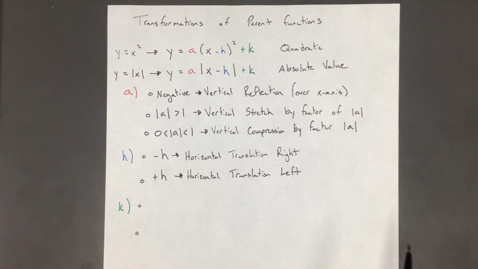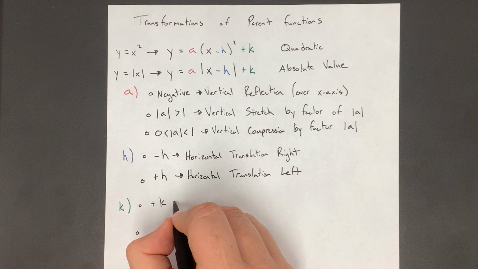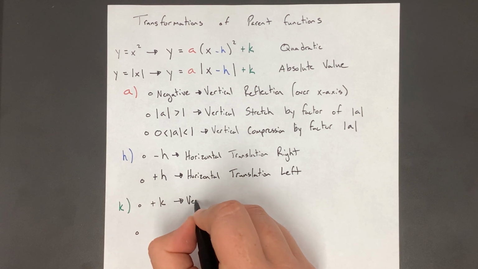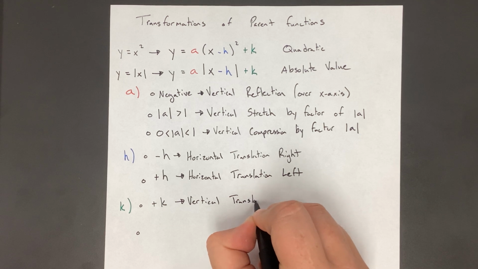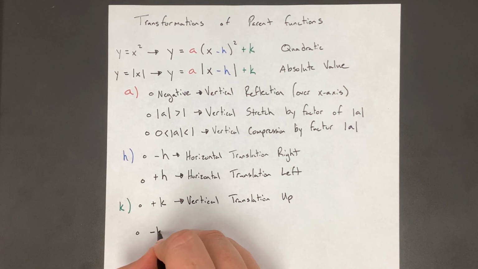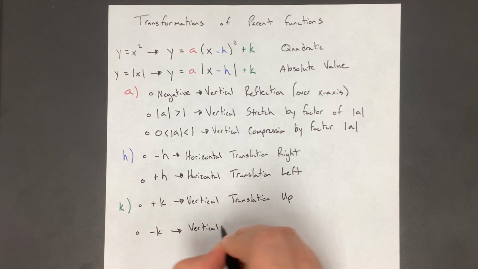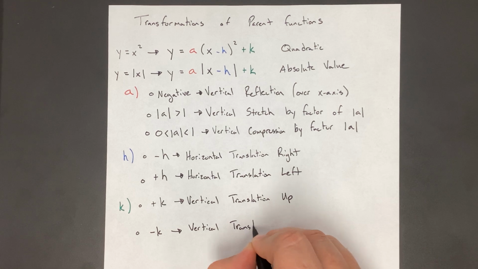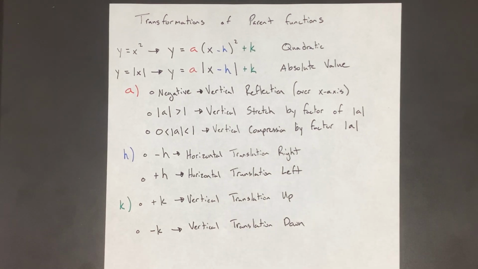The last part, k. For this one we're going to keep the sign, k for keep the sign. If we have a plus k, that means we're going to have a vertical translation up. If we have a minus k, we're going to have a vertical translation down.